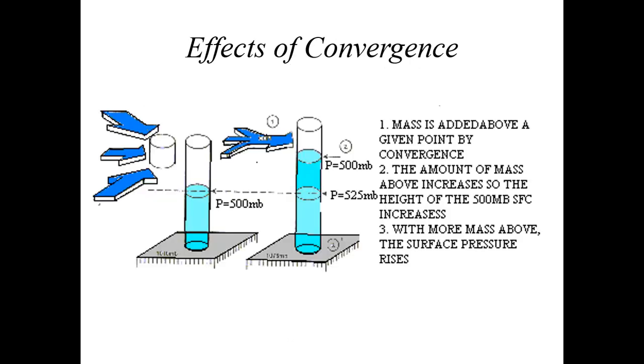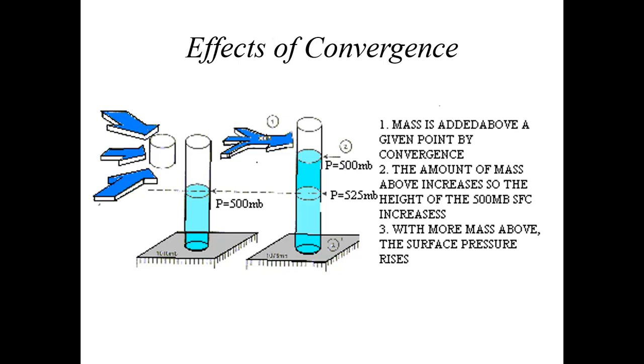Here is a diagram showing the effects of convergence. The image on the left shows the 500 millibar pressure surface. You see how the arrows are pointing towards each other on the left? That is showing how the air currents are coming together. They're meeting, they're converging. As the air converges, mass is added. As the mass is added, the surface pressures are going to rise.